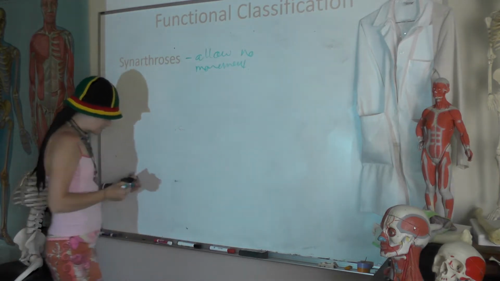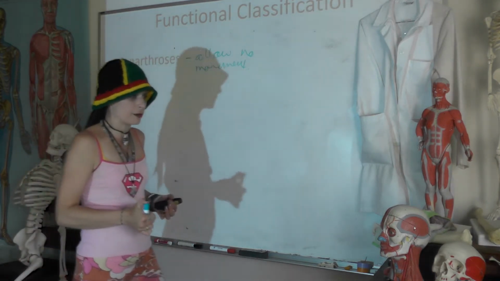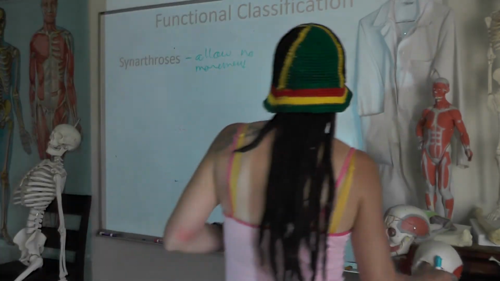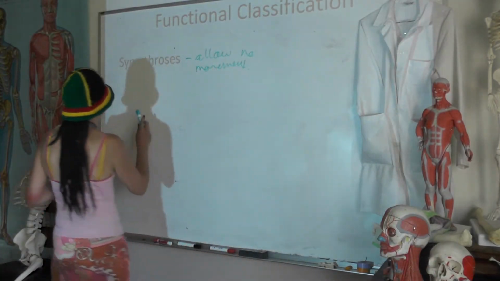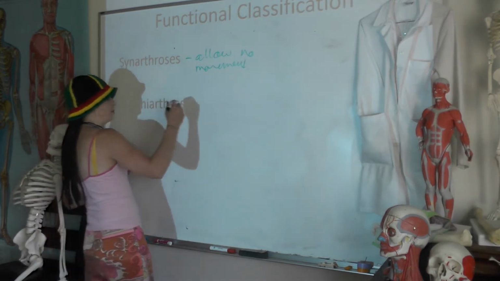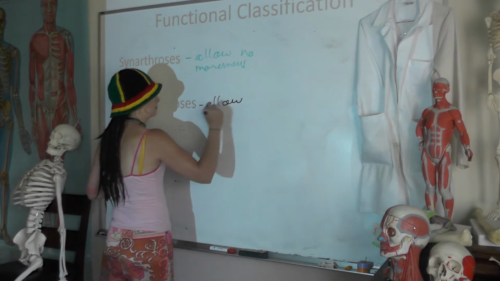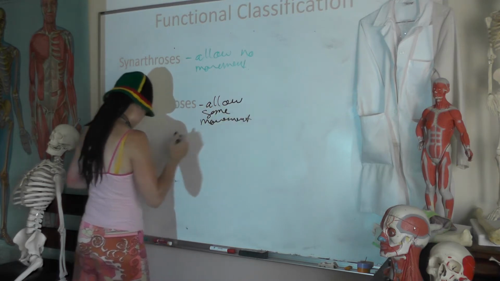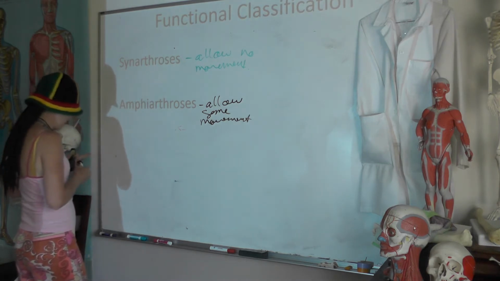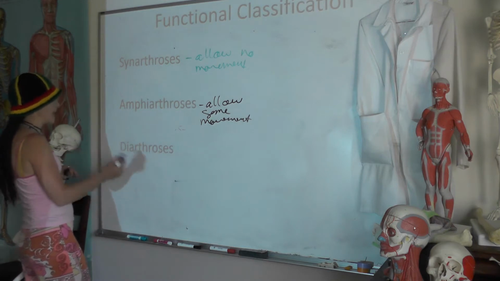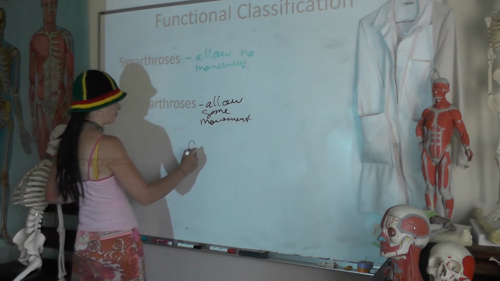Say, well, what good of a joint is that if it allows no movement? Well, if you're holding two skull bones together, that's a great job and a great joint. So, no movement is allowed between the bones in a synarthritic joint. Amphiarthritic joints allow some movement. And synovial joints, diarthritic joints, diarthroses are freely movable.